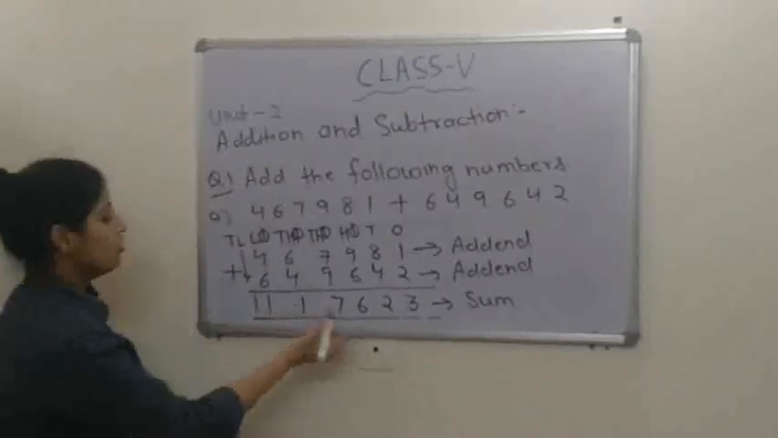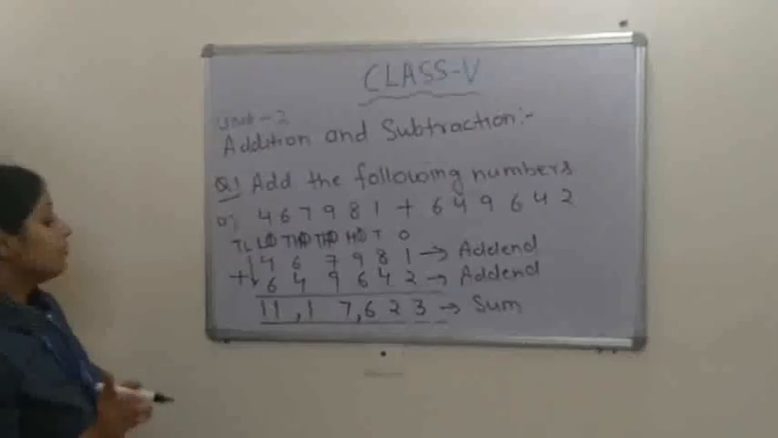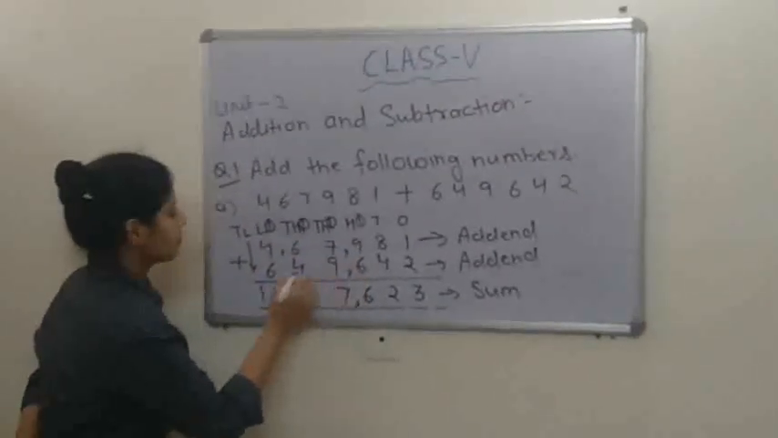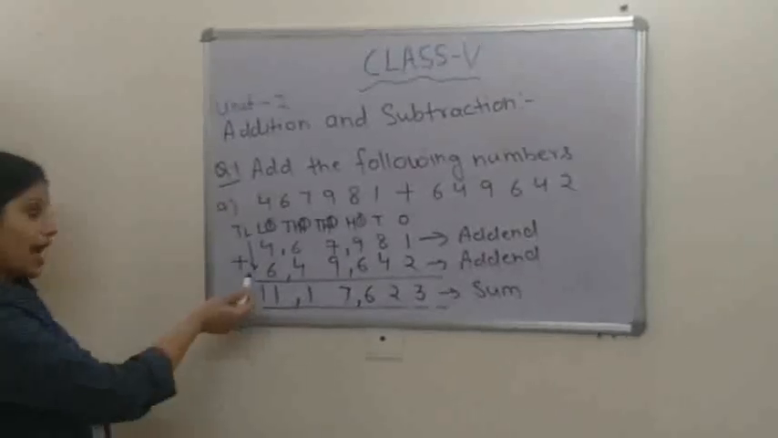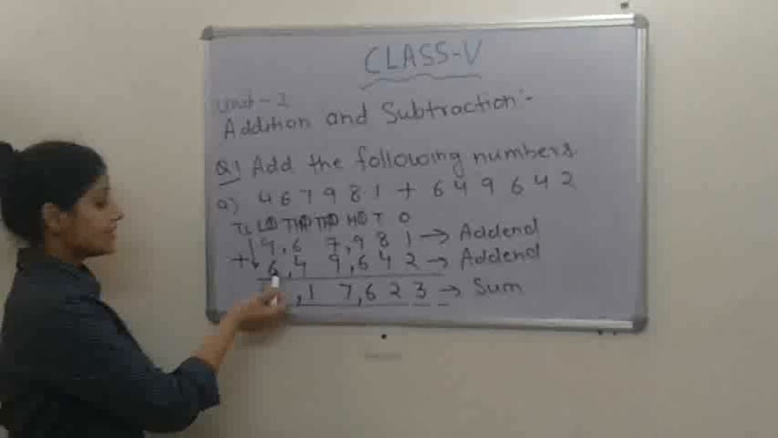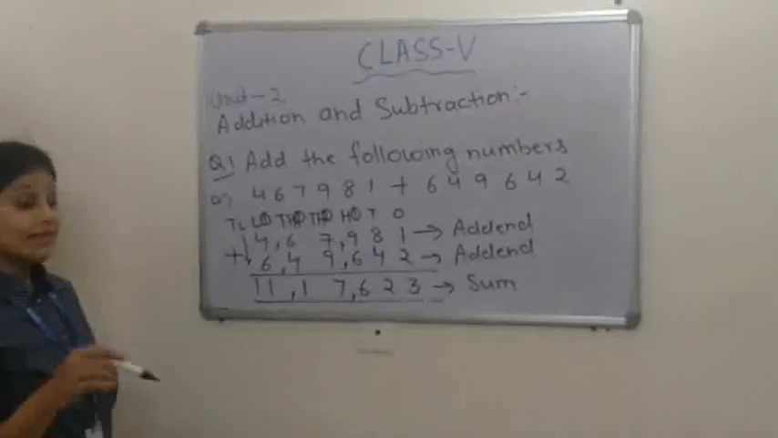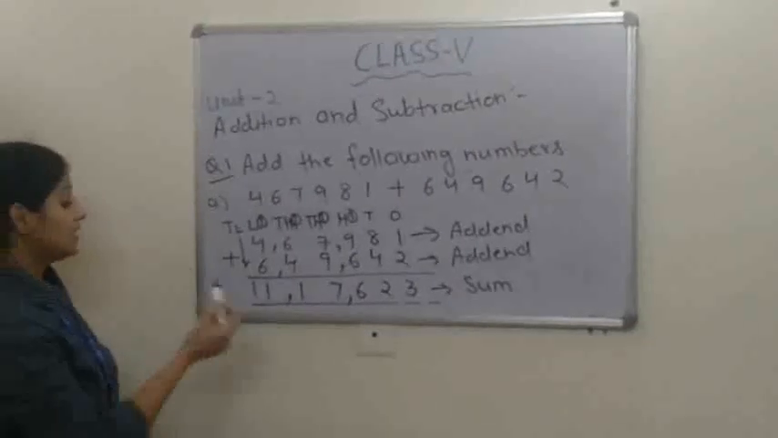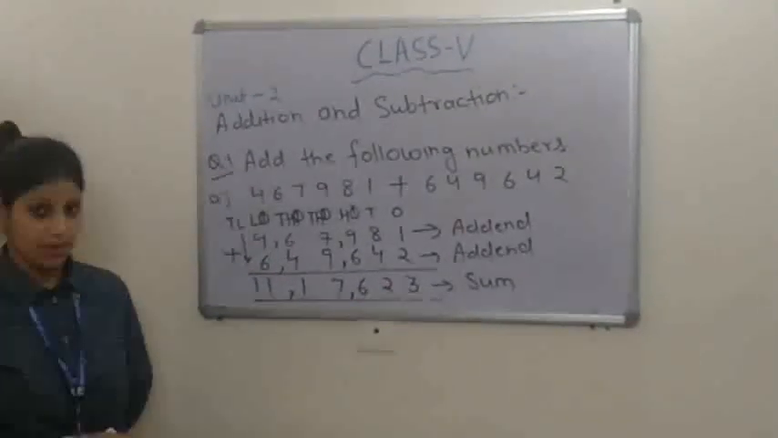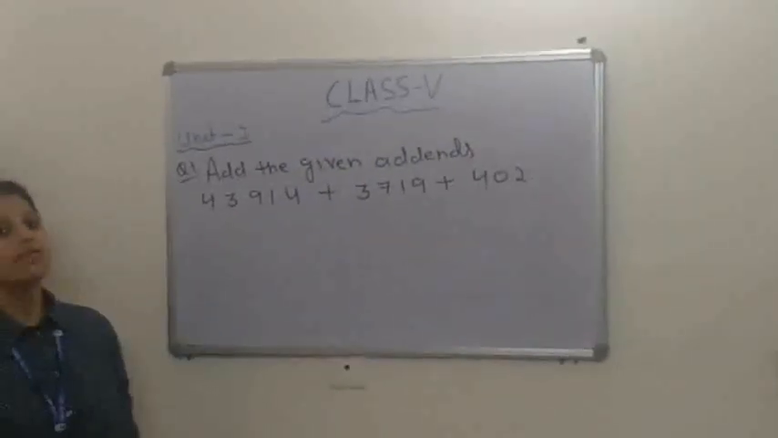Fine. So what is our sum? Let's read the number. We added 4,67,981 and 6,49,642. Together when we add them both, we get 11,17,623 as the sum. Okay? Let's take one more example where we have 3 addends.